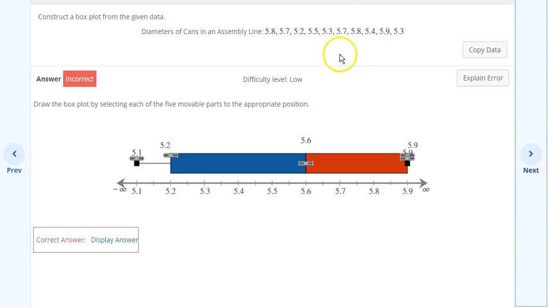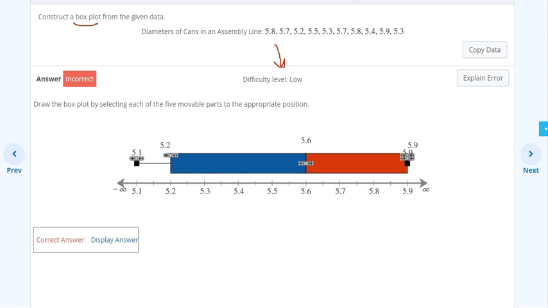Now, in this example, they're asking us to construct a box plot from the given data. Wanted to highlight this for you. So there is your data, and notice it is not in its ascending order form. So what you would need to do, as we showed in the earlier one, you want to find the middle.